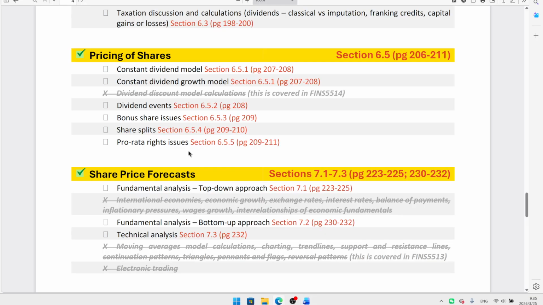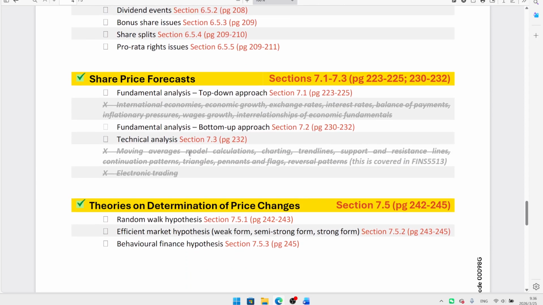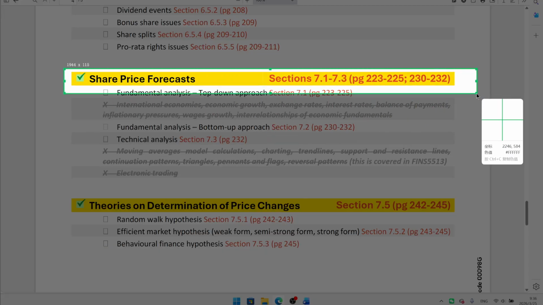I'm considering dividing this part into two videos. To continue, the first one is the constant dividend model, constant dividend growth model, dividend events, bonus share issue, share split, pro rata, rights issue, and next is the share price forecast.